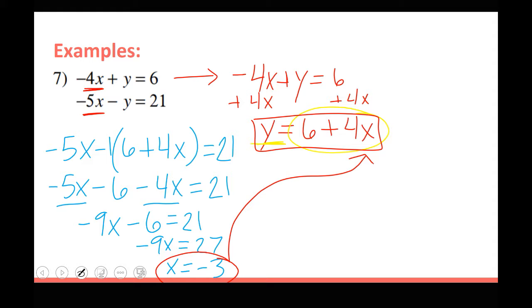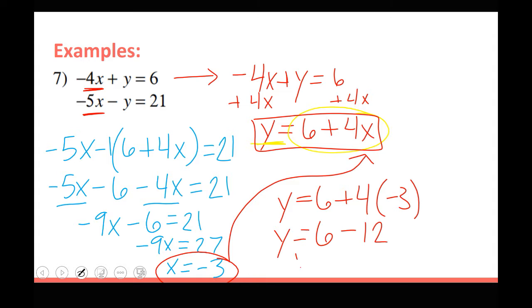So if y is already by itself, I can just say, well, y has to equal 6 plus 4 times x, but x is negative 3. So y equals 6, that would be a negative 12, so 6 minus 12, which is negative 6. So the answer to this one would be negative 3, negative 6.